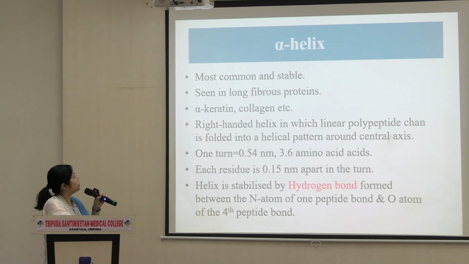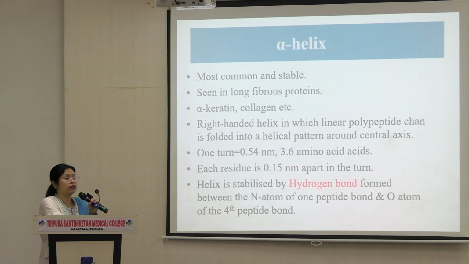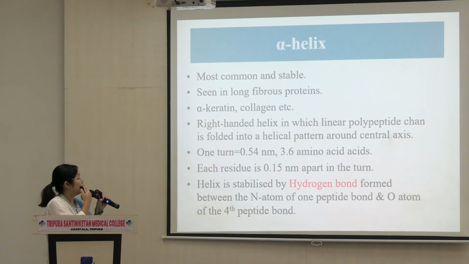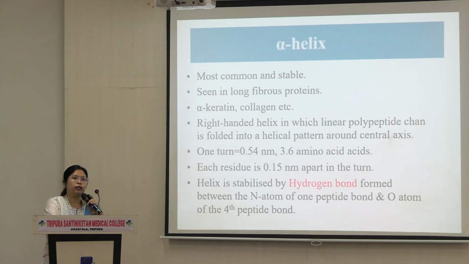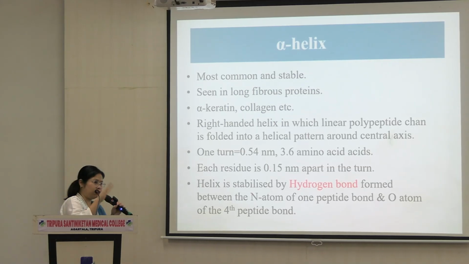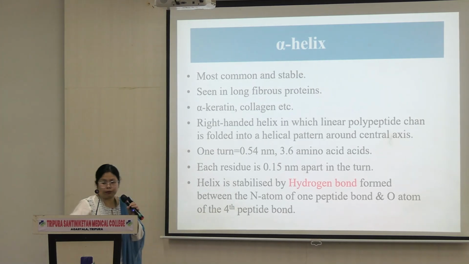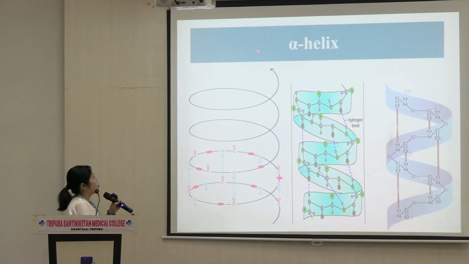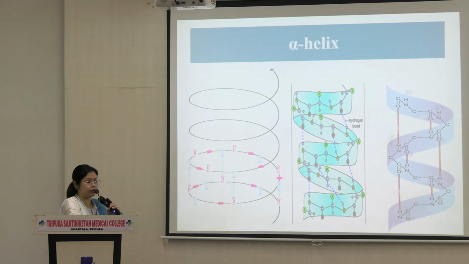It is the most stable. It is seen in fibrous proteins like collagen, keratin, myosin. So right-handed one is more stable than the left-handed one. If you raise your thumb, the thumb will indicate the direction in which it is going. Over here you will see this one is going upwards, okay? So the coiling is going upwards.